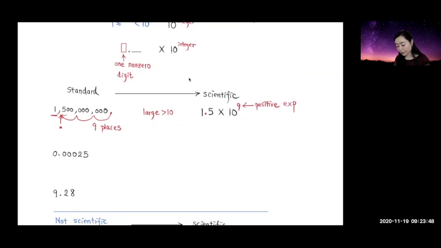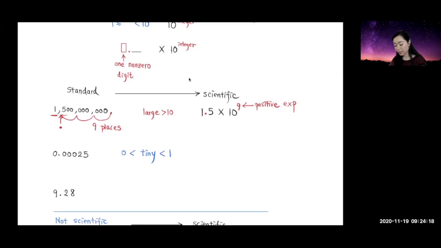Now the second one over here is 0.00025. It is a tiny number. So it's small. When I say small, I mean that it is greater than 0 and less than 1. A tiny number, a small number.